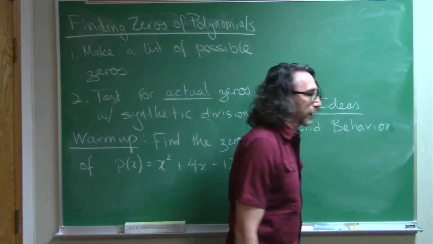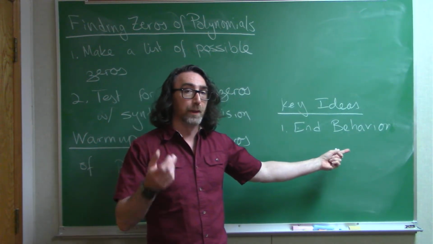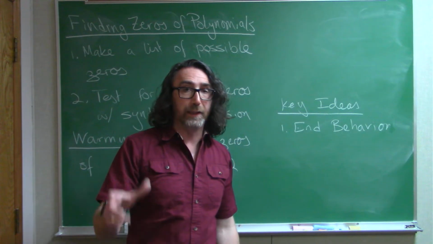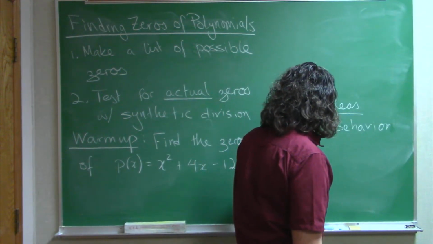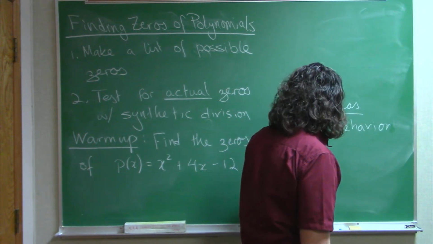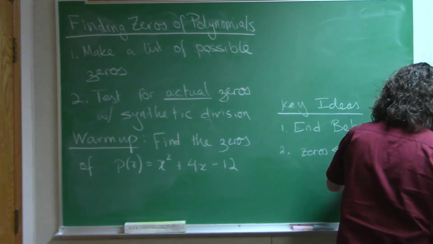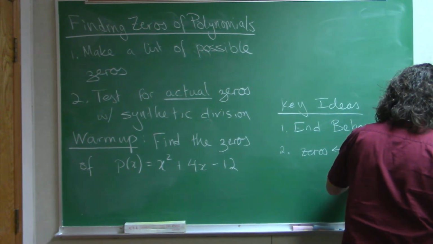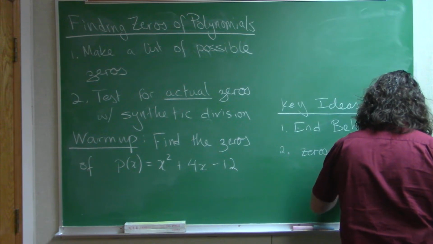First thing to look for is the end behavior of the polynomial, which we can determine by looking at the degree and the lead coefficient. The second important thing were the zeros of the polynomial function, which is equivalent to saying what are the factors, which is equivalent to saying what are the x-intercepts.